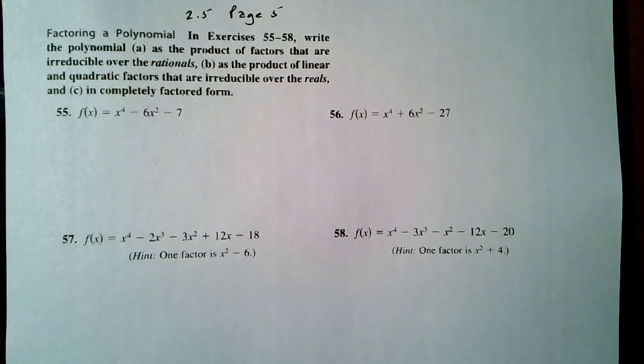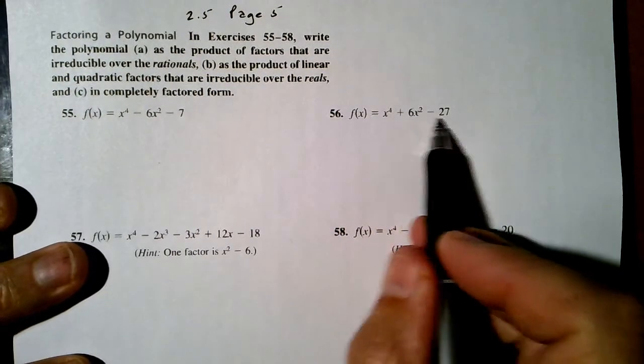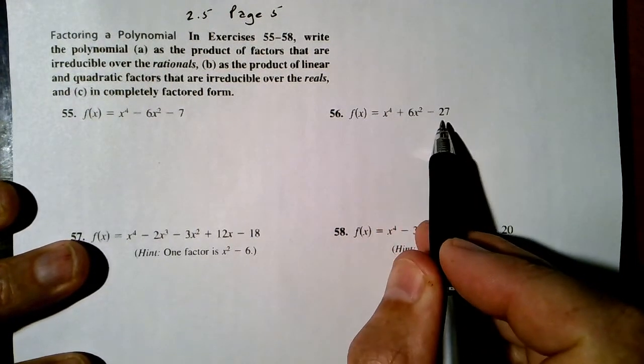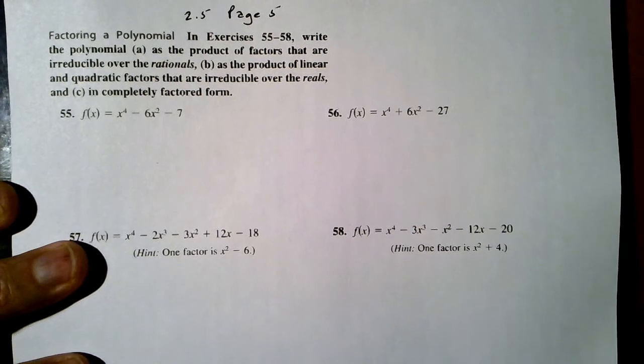Probably 56, 58, the toughest part of it might be just making sense out of what they're asking us to do here. Write the polynomial as the product of factors that are irreducible over the rationals. Rational numbers can be fractions but cannot be square roots. This is the most important part of that. And we can't have imaginaries in there, no i's. So we're not going to have 4 different factors of this because we can't go to i's. We're not going to go to square roots.